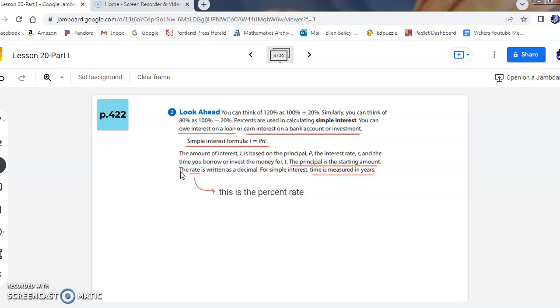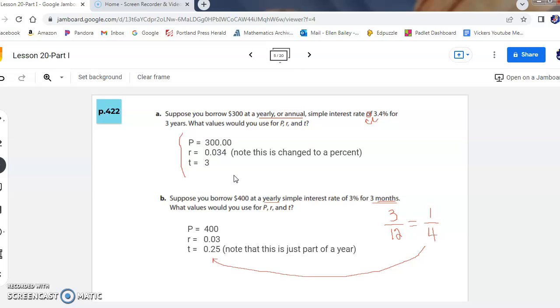All right. The rate is written as a decimal. I'd like you to put a little arrow after rate there or down somewhere on the paper. What we're talking about is a percent rate. We just are going to change it to a decimal, but please know the rate is the percent rate. And then this last sentence, for simple interest, time is measured in years. So underline that as well. All right, moving ahead.